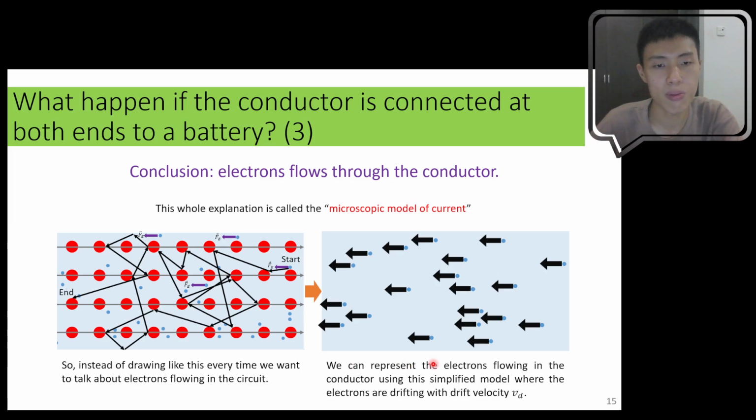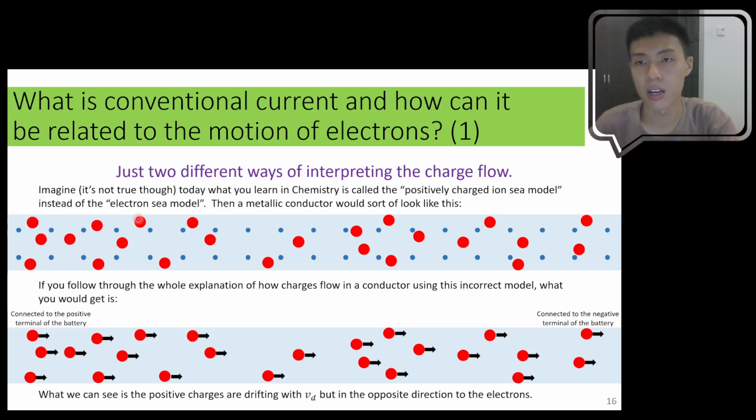Okay, so we can represent the electrons flowing in the conductor using this simplified model where the electrons are drifting with drift velocity of Vd. So all these electrons here, they are moving slowly in the opposite direction of the uniform electric field. The velocity of it is called the drift velocity. This is not the actual thing that happened, but this is a simplified way of explaining the circuit. Okay, so this thing, I probably won't use this slide maybe, but you can certainly talk about it.